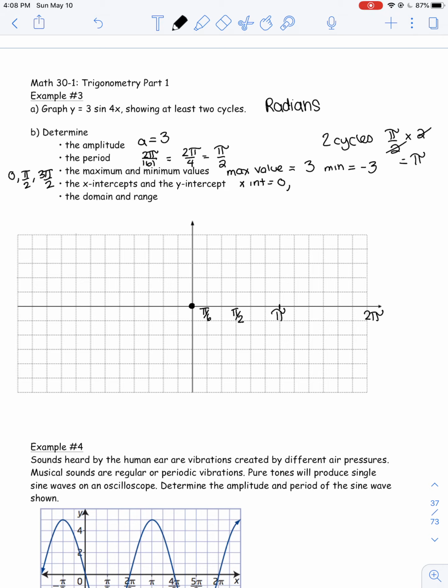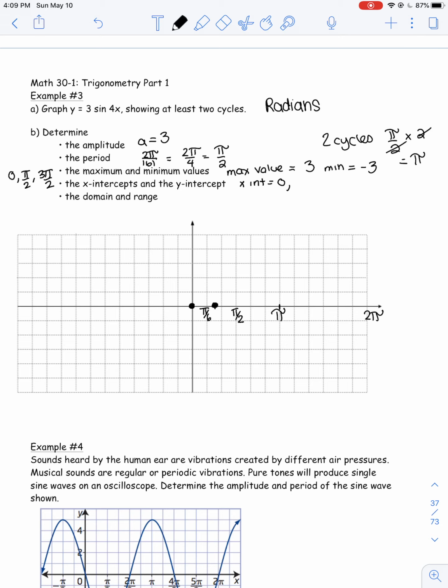Here would be pi over 2, and then half of that. So this would be where pi over 4 is. That's where your x-intercept is. So every 45 degrees, guys, if you keep adding 45 degrees, that will take you to your x-intercepts.